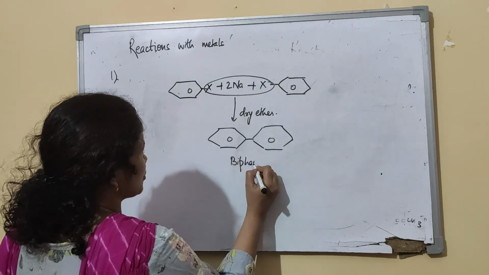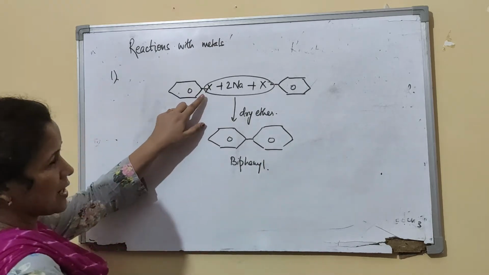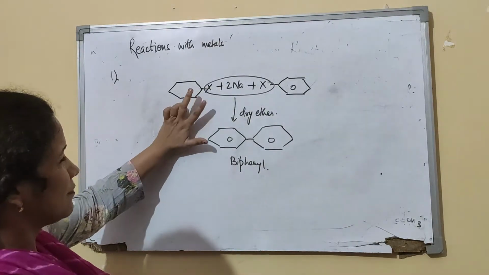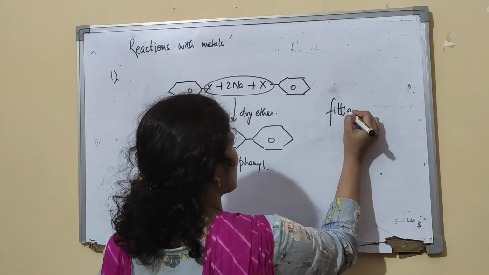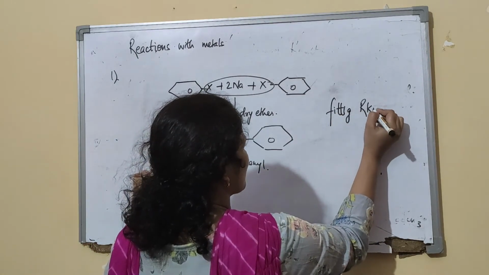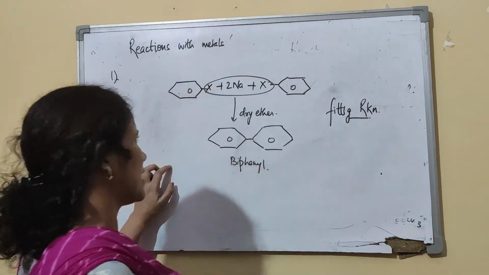Very important conversion. So this is haloarene. It can be chlorobenzene, bromobenzene. The name of this reaction is known as Fittig reaction.